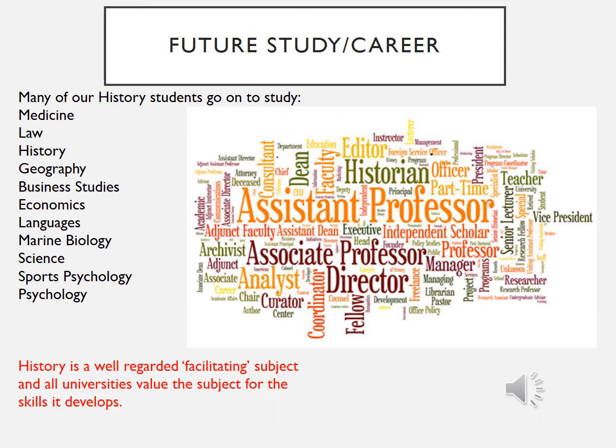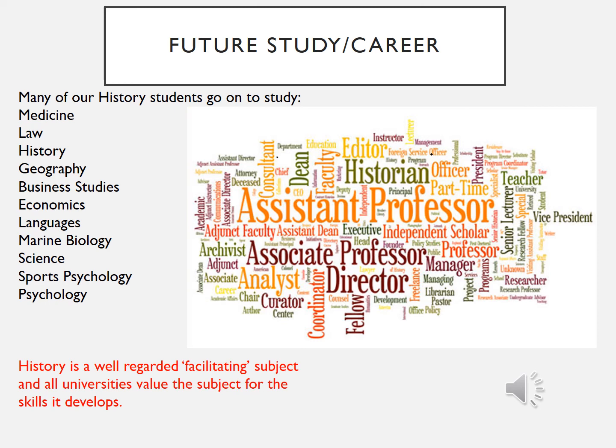In terms of what history can do for you, many of our history students go on to study at university, either studying history itself, or they go on to study medicine, law, languages, psychology, economics. History really is a facilitating subject that will allow you into most university courses. The only courses that history really is not applicable to are vet science and dentistry. That's it. History is valued in every other career choice out there, especially actually medicine, for the skills that history gives you.